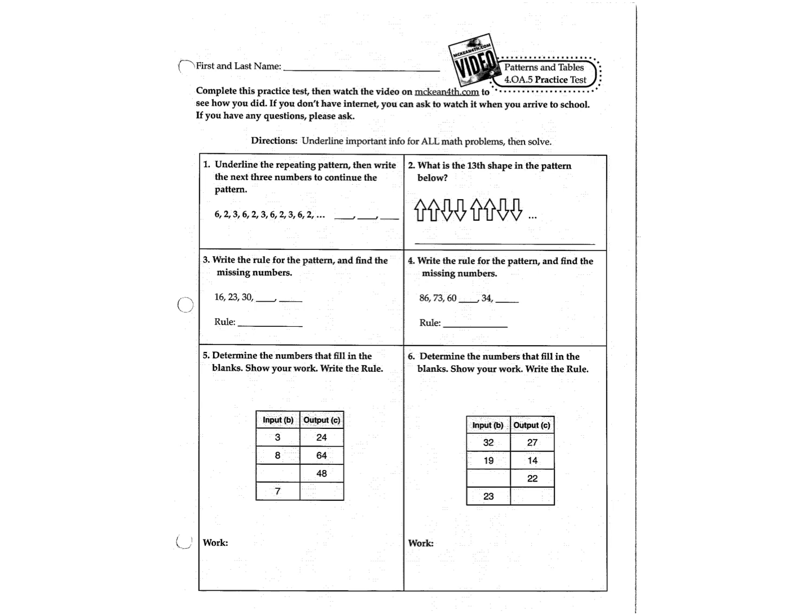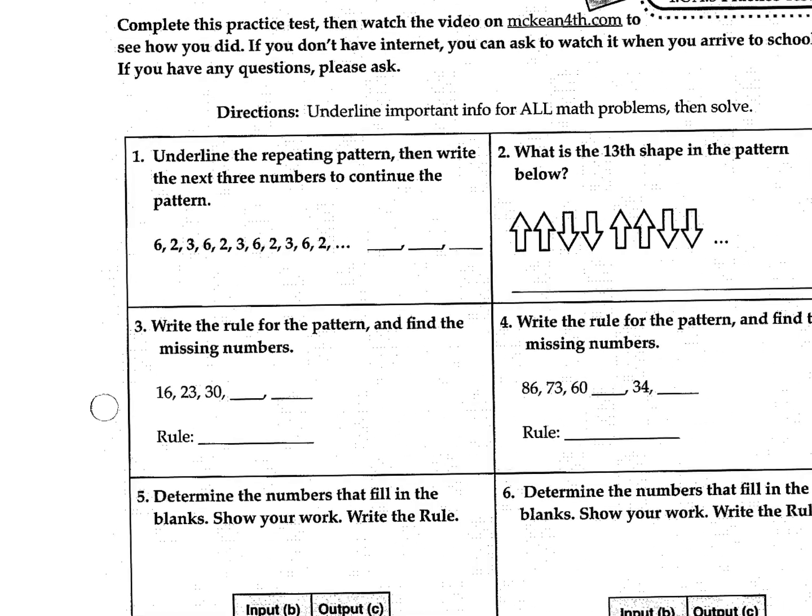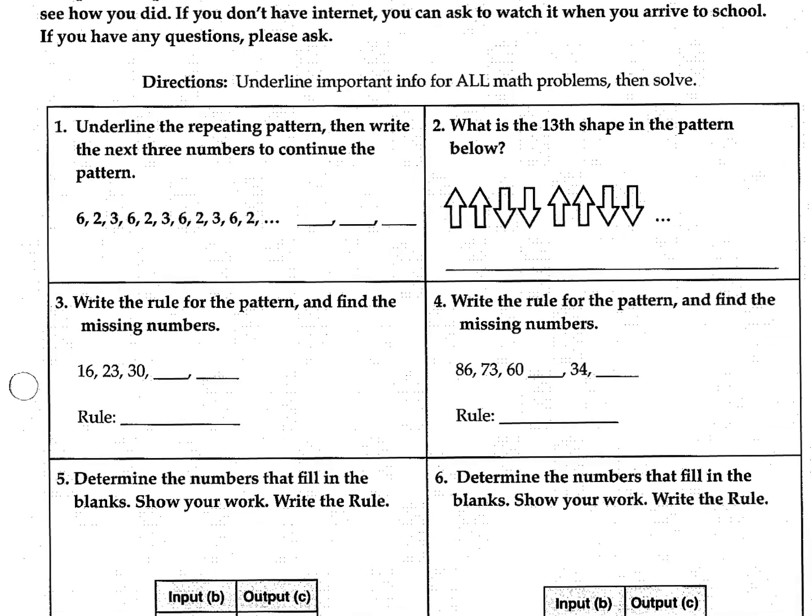We are going to go over this practice test together. Number 1 says to underline the repeating pattern and then write the next 3 numbers to continue the pattern. 623, 623, 623, 623, 6, 2.